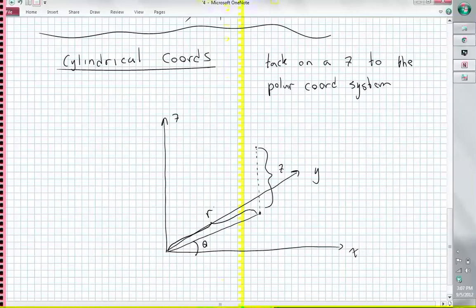Okay, let's talk about how to go back and forth between R, theta, and Z and X, Y, and Z.